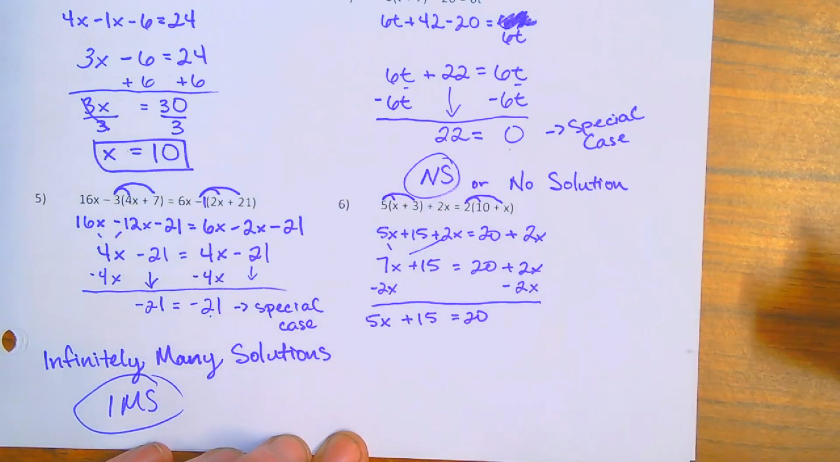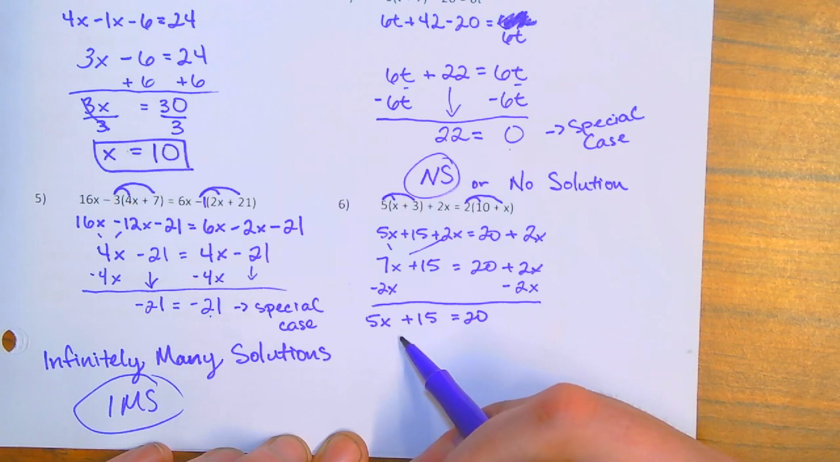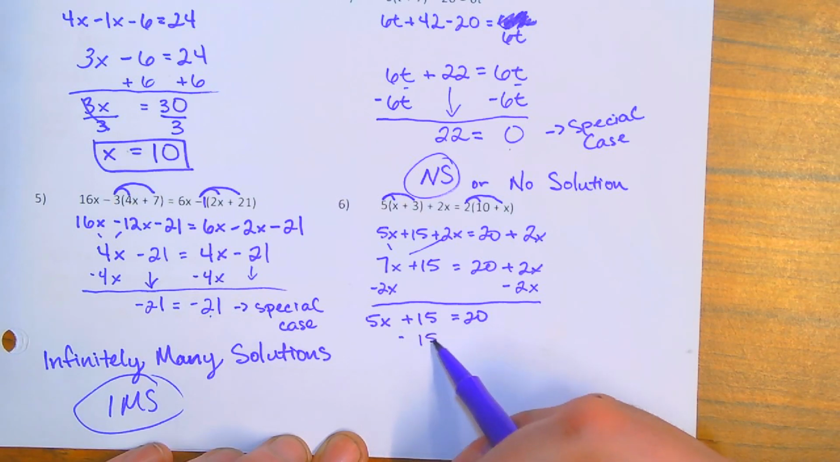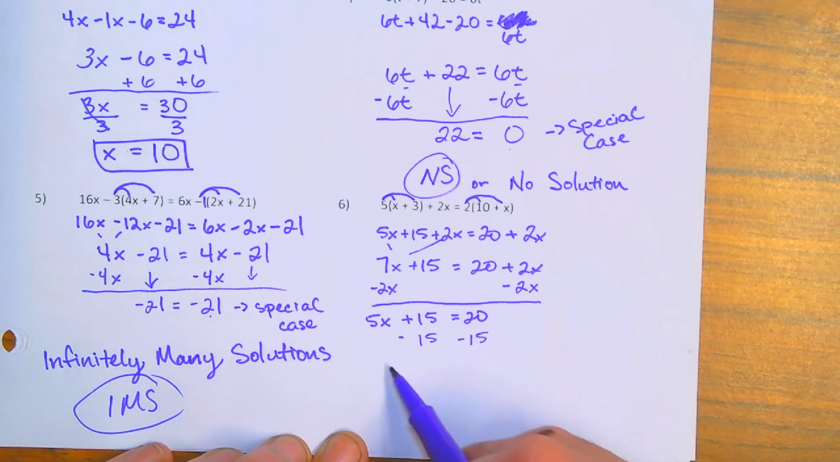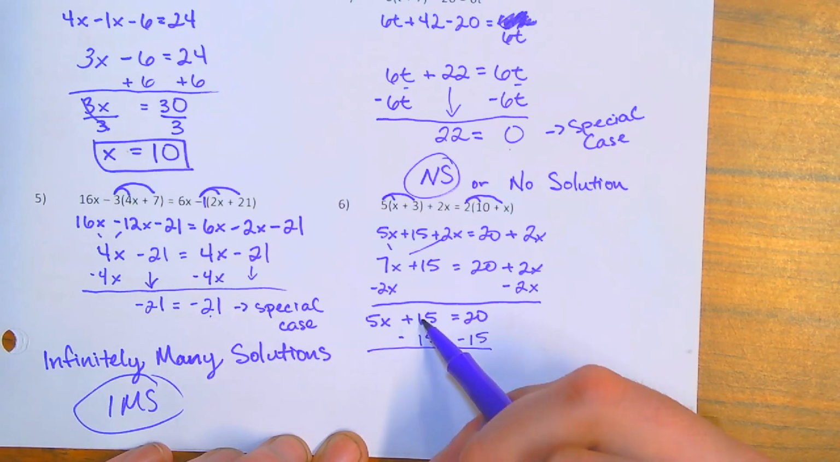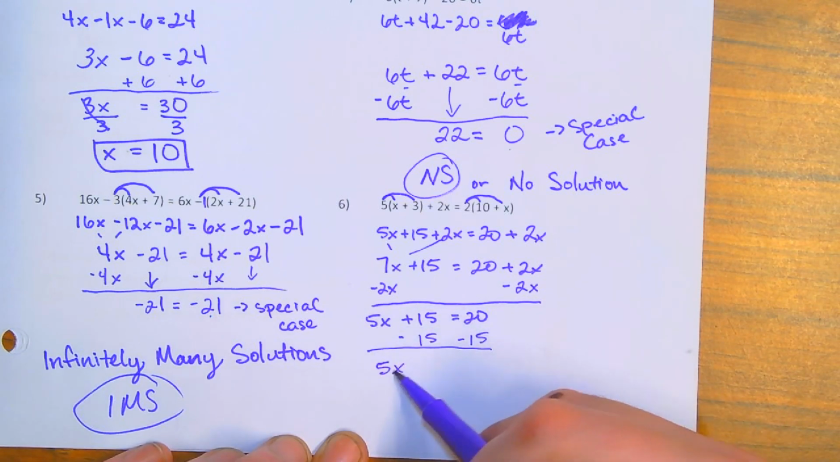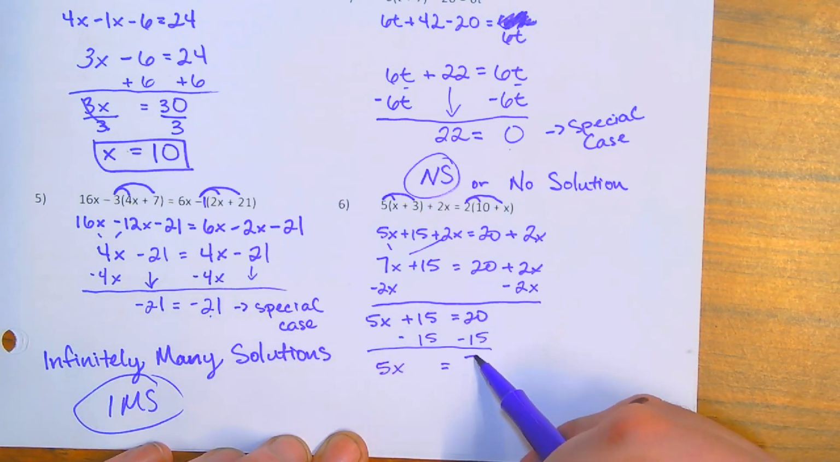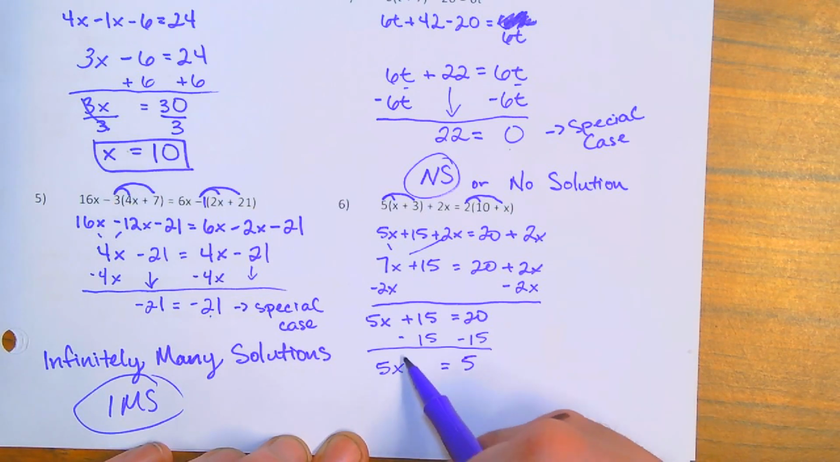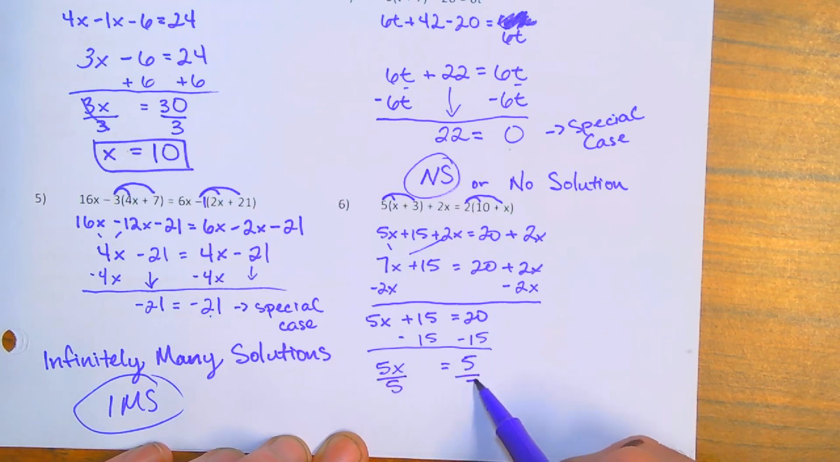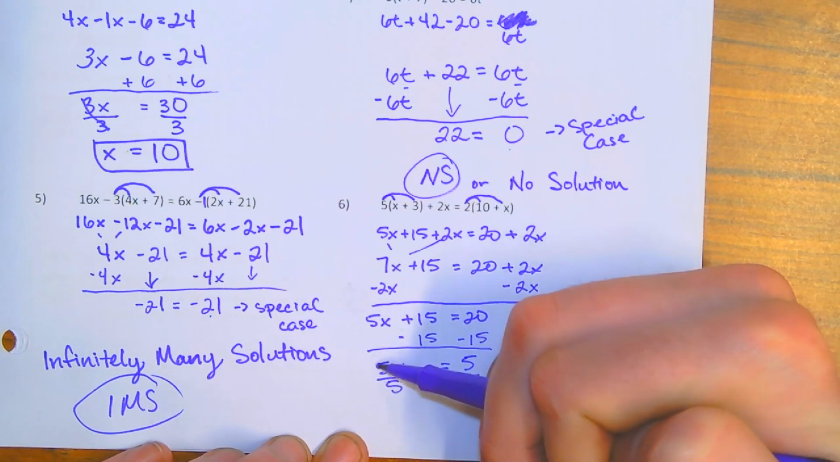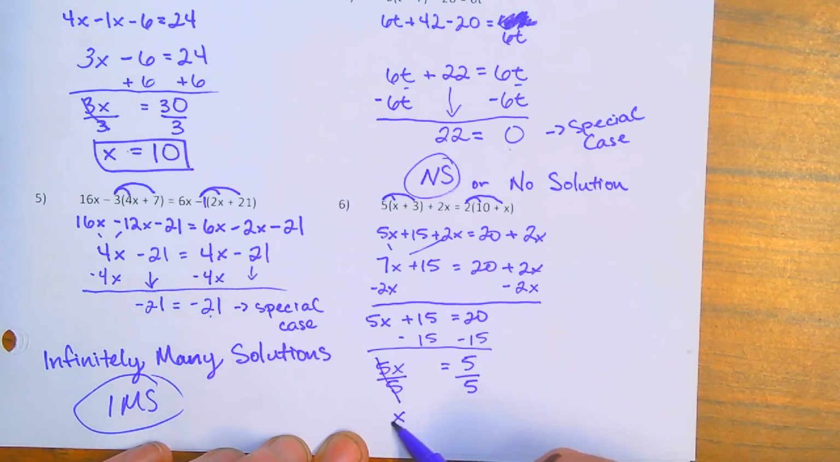From there, we need to get our numbers on the same side. So my next step is going to be minus that 15. After I minus the 15, 15 minus 15 is 0. Nothing happened to my 5x, so we're just going to drop that. And 20 minus 15 is 5. From there, a number times a variable equals a number. Divide by 5 on both sides. To undo multiplication, you always got to divide. Those 5s are going to cancel for me. That leaves me with x equals 1.